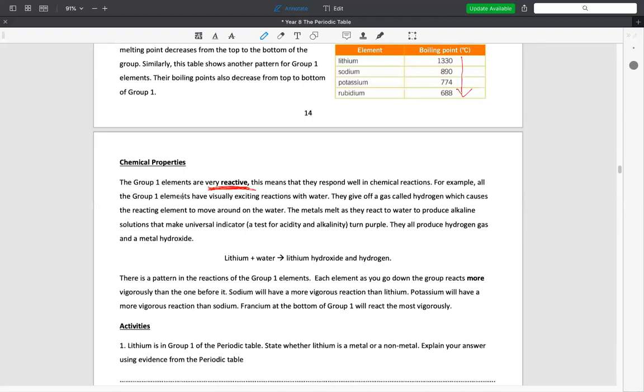So what happens when they react with water? Again, using lithium as an example, if we have lithium and we have water, which is H2O, we get lithium hydroxide and hydrogen gas. In the video that I've linked, you can actually see the gases coming out when the reaction happens, because the hydrogen gas is produced. So the metals melt as they react with water to produce an alkaline solution. The alkaline solution would make the universal indicator purple because it's got a pH of more than 7, if you remember that. And they produce metal hydroxides and your hydrogen gas.